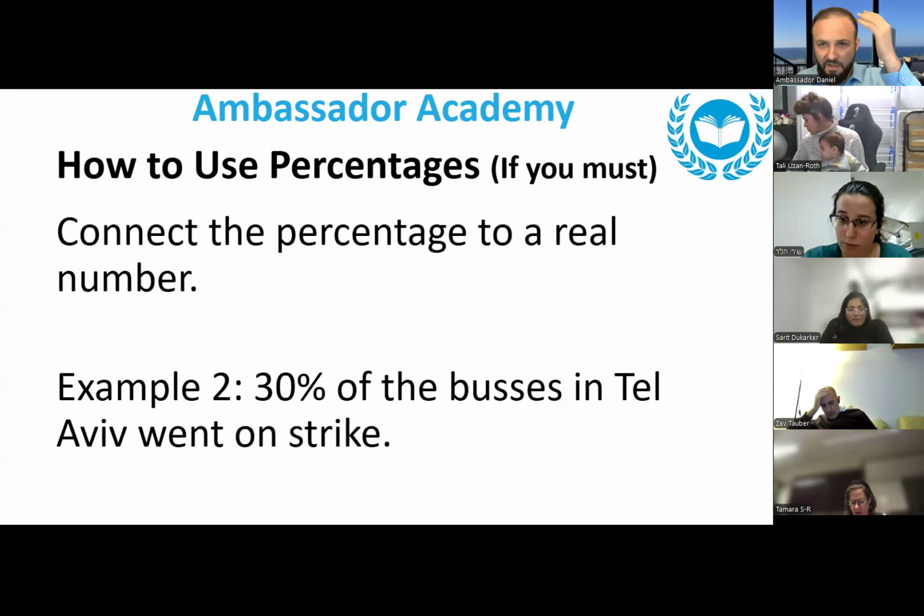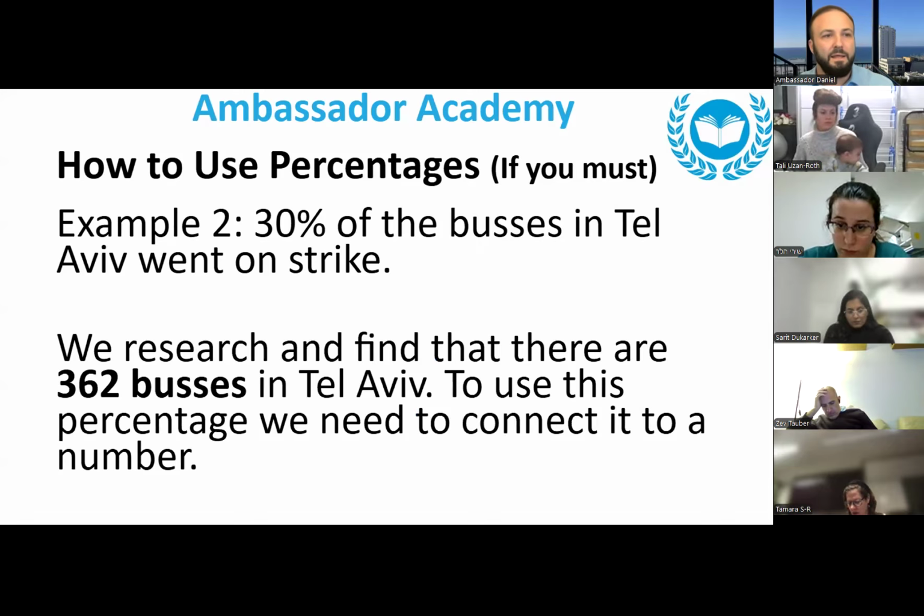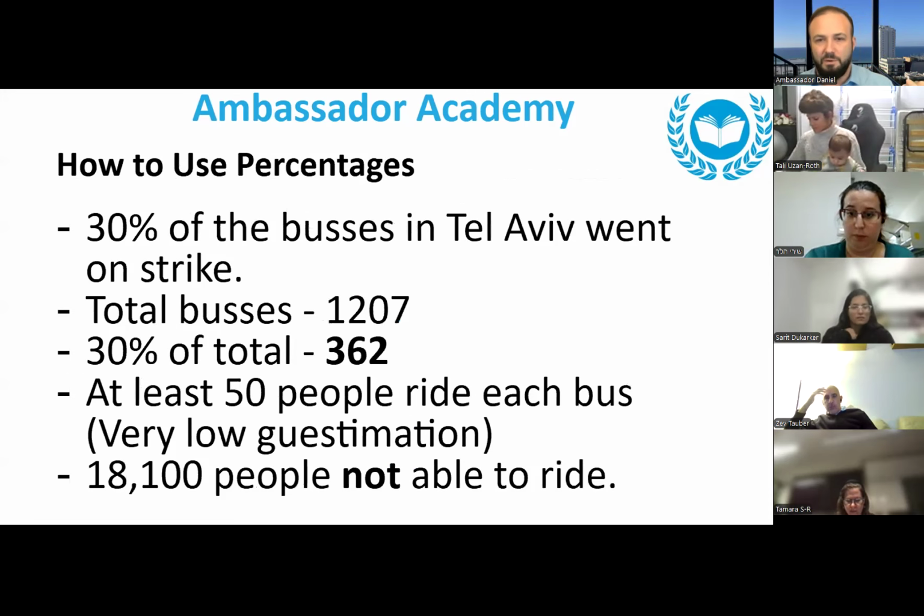Okay. Now I want us to feel the difference in the process we're about to go through. All right. And this is our last thing for today. 30% of buses went on strike. If we research, we find that there are 362 buses in Tel Aviv. To use this percentage, we need to connect it to a number. Okay. Let's go through the process. Adi, can you please read us the process?